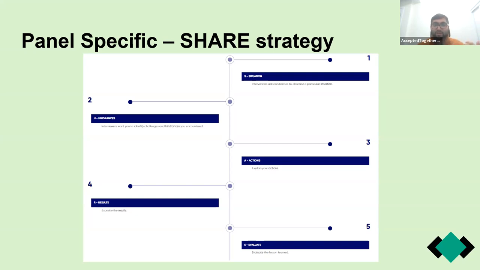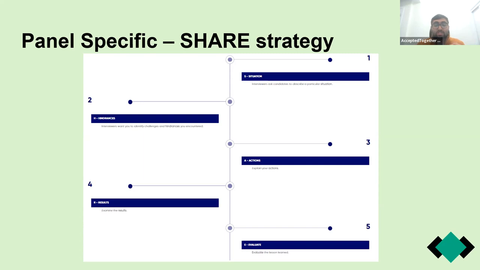SHARE is an acronym, and the S in SHARE stands for situation. So you're going to describe exactly what happened, not going too long-winded into an explanation, but just letting them know the general gist of what happened. And the H in SHARE is going to be hindrances. So what are the challenges and hindrances that you encountered? If this is a time of failure, maybe show or demonstrate that you understood what got in the way of success. And even if this was a story of success in the first place, maybe still mention the challenges you faced on the way to succeeding and things like that.